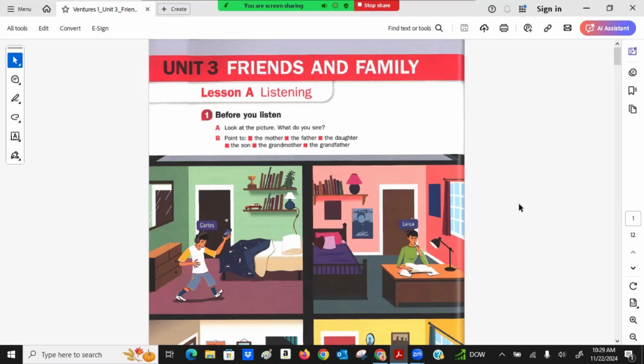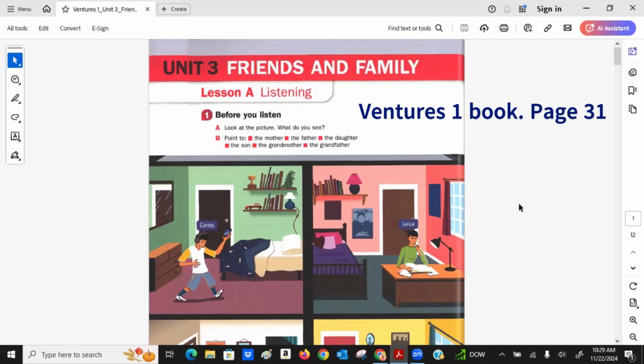Today we're going to work on Unit 3, Friends and Family. This is on page 31 in your Ventures 1 book. The lesson that we're going to work on is Lesson A, Listening. But before you listen, look at the picture. What do you see?